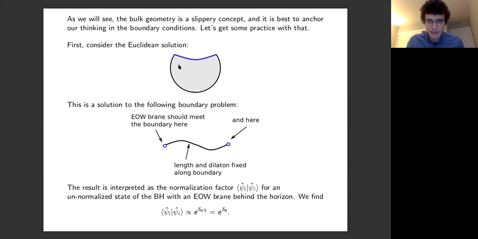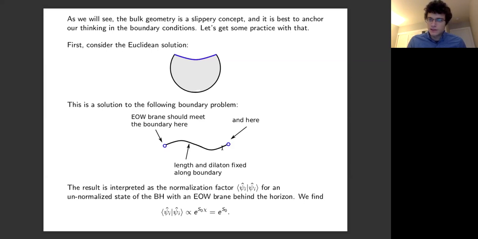So first, let's think back to this Euclidean solution, where we have the end of the world brane following this geodesic and the boundary following some circle. This Euclidean solution is a solution to the following boundary problem. We put the following boundary conditions. We have a segment of the asymptotic boundary with some fixed length and with a fixed value of the dilaton. So that's the black line.